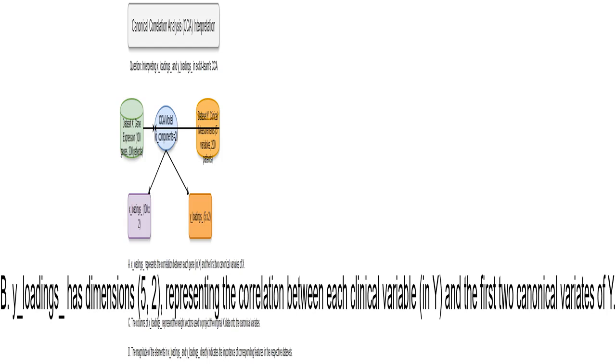The dimensions are correct, but the interpretation isn't quite right. The Y_loadings_ show the weights, not the correlation directly. Think of it like this. The weights show how much each clinical variable contributes to each canonical variate. The correlation is implied but not directly the value of the weight itself.